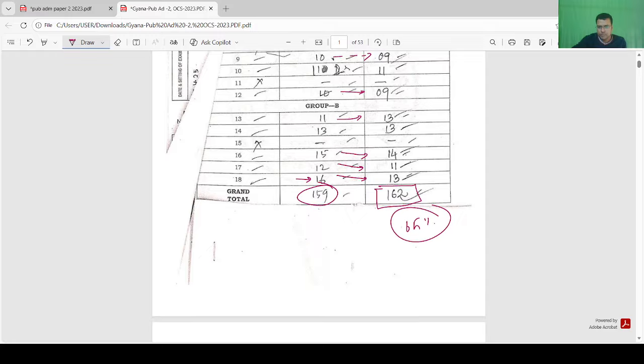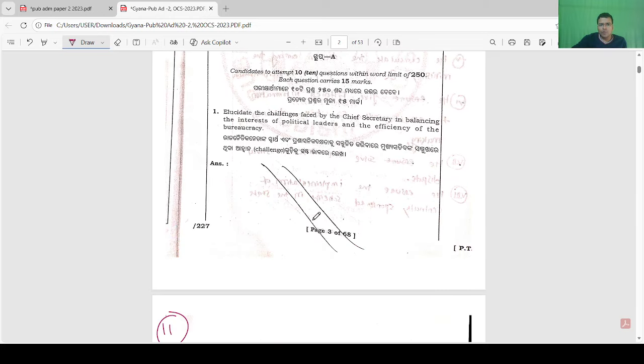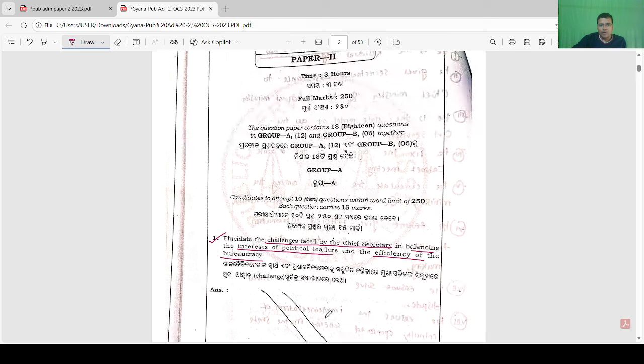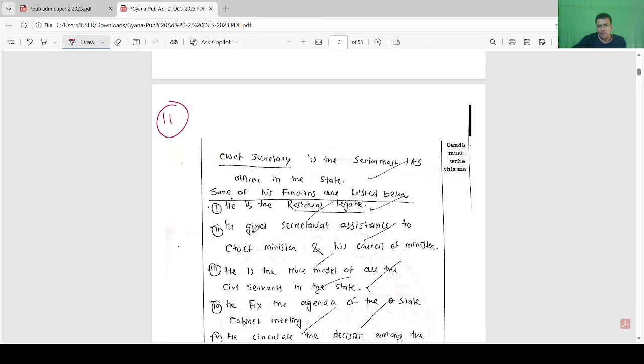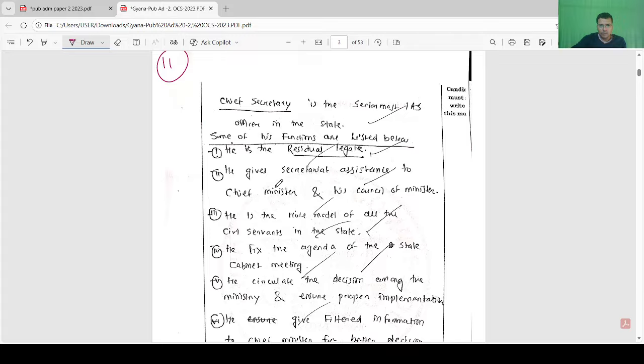Okay, let's start with question number one. Elucidate the challenges faced by the chief secretary in balancing the interest of political leaders and efficiency of the bureaucracy. So he got 11 marks in this out of 15.